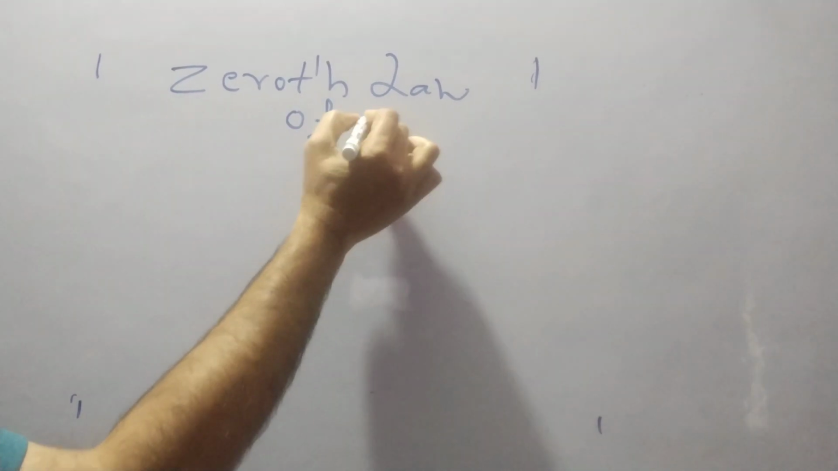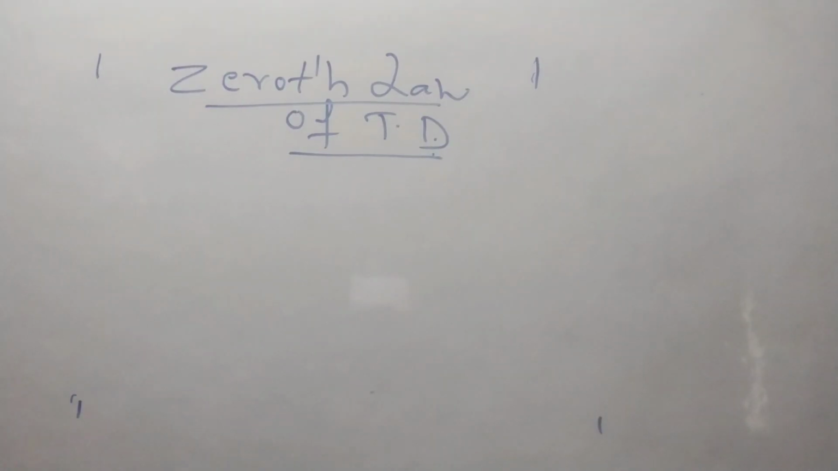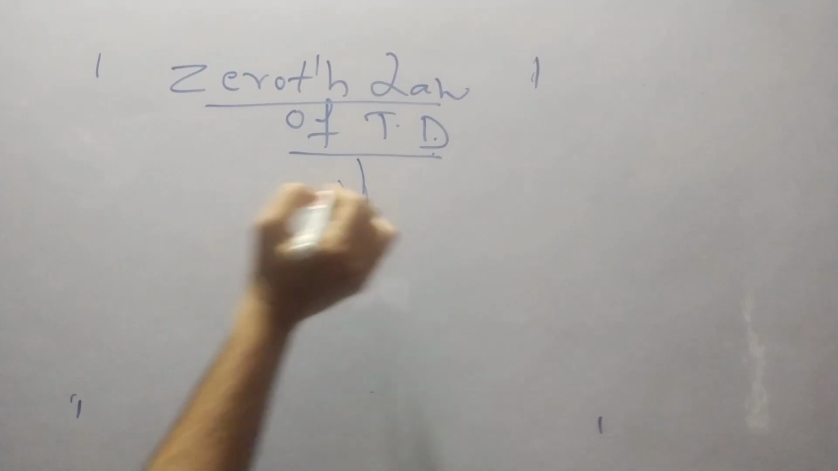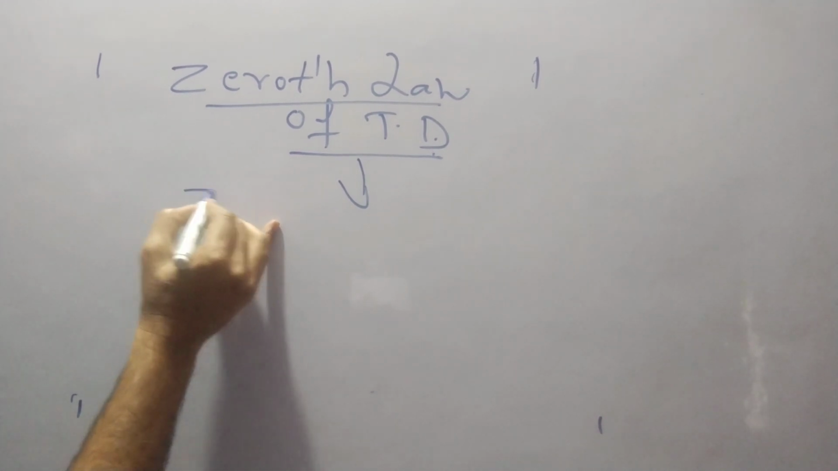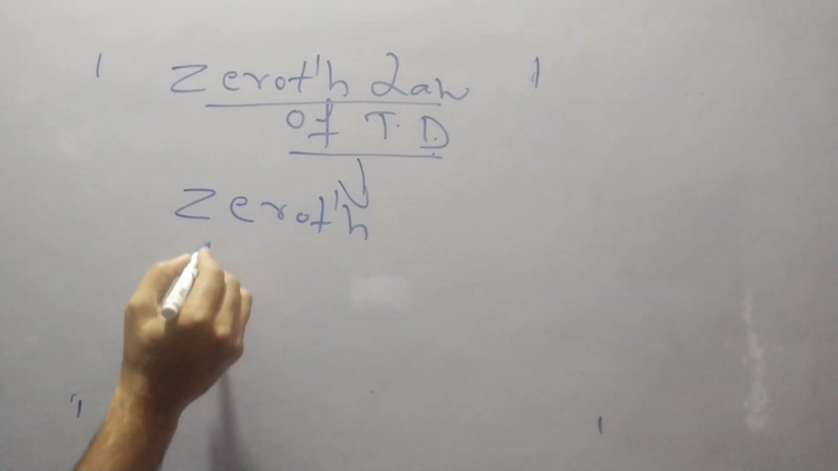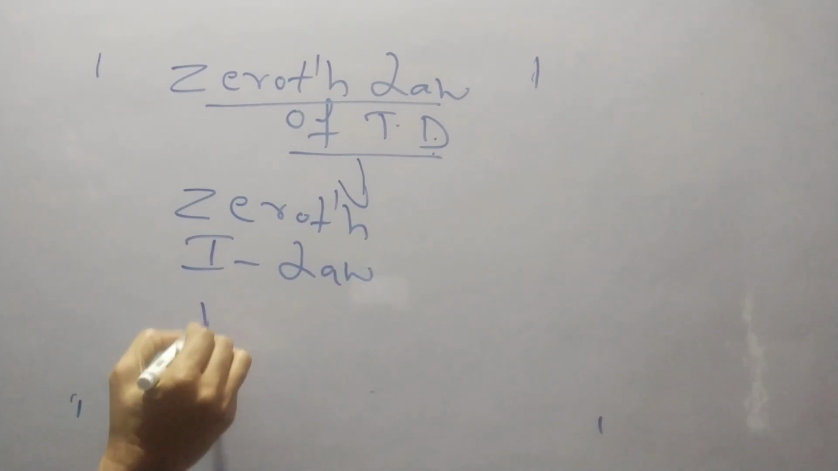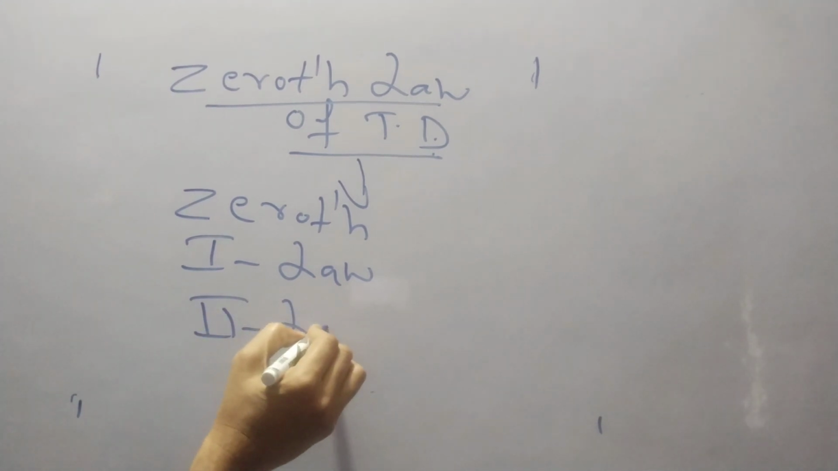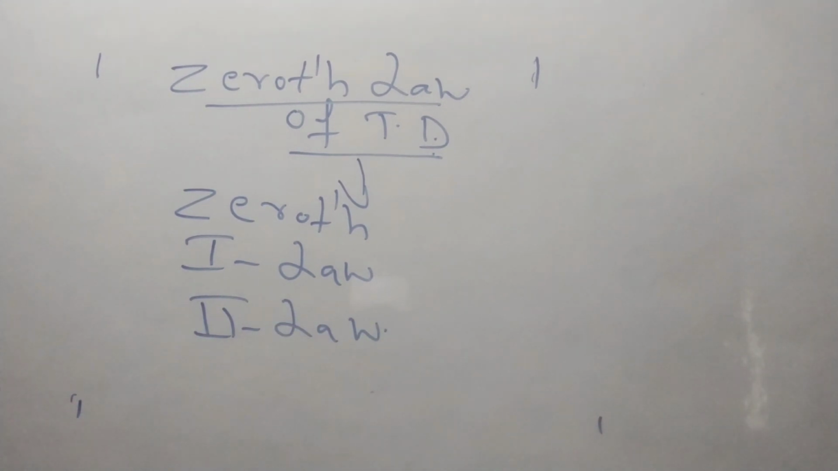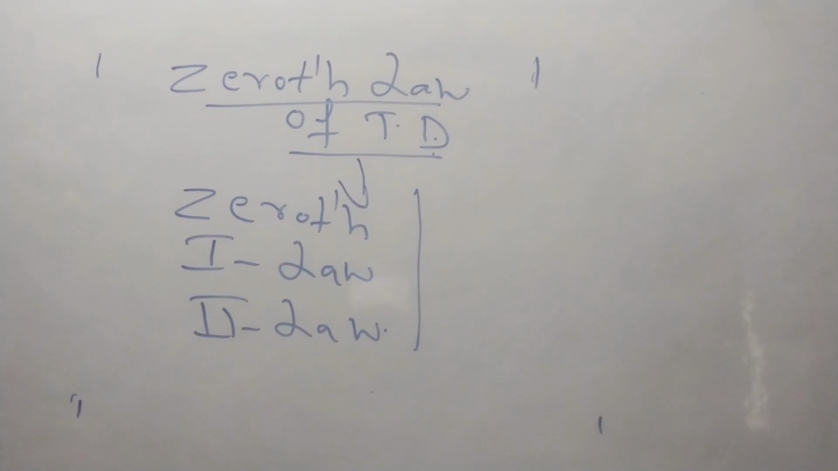Of thermodynamics. So in thermodynamics, three laws are defined. First one is zeroth law. Second is first law, and next is second law. So these are three laws in thermodynamics.